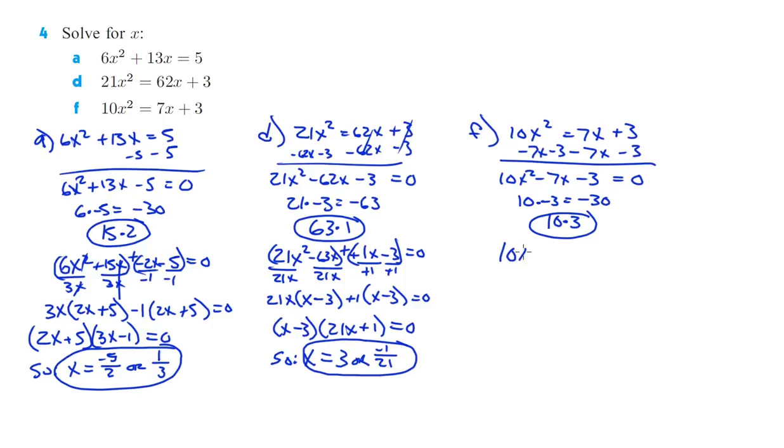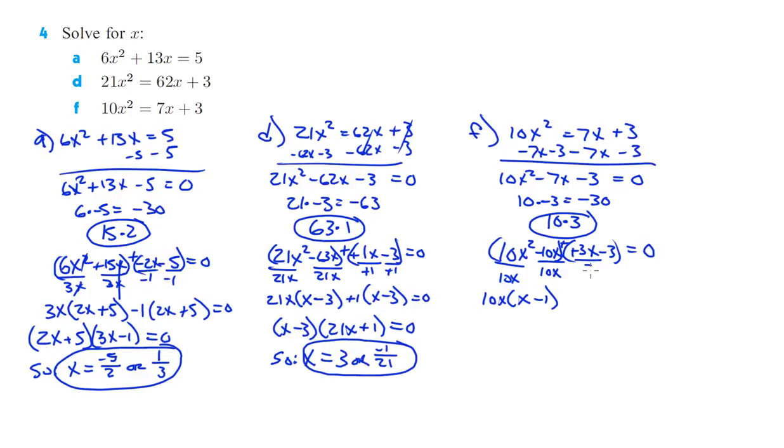So we'll write that as 10x squared, and we got our negative 3. And then these have to add up to negative 7, so it's going to be negative 10x and positive 3x. Okay. Group these and add them together. Find out what common factors they both have. Sorry, we can get a factor of 10x out of both of these. So we get 10x times x minus 1.